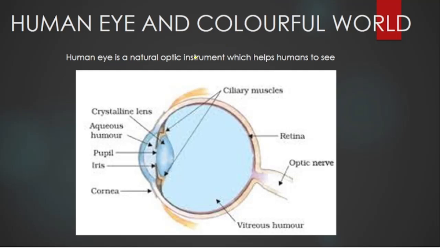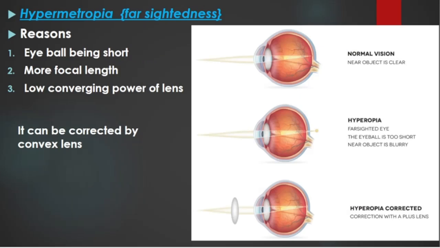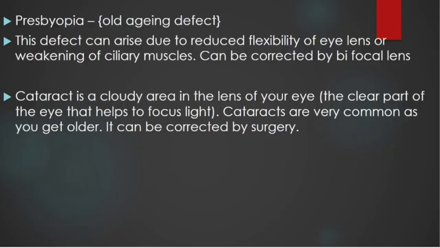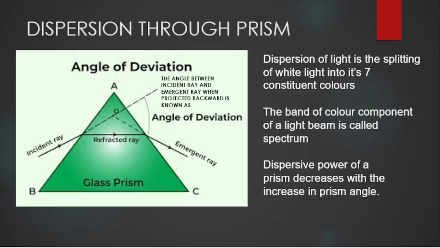In the previous videos, we learnt about the human eye and the colorful world, in which we particularly talked about myopia, hypermetropia, presbyopia and cataract. And in this video, we are going to start with another very interesting and very important star mark topic from this chapter, that is dispersion through prism. This is something you have not really learned in your previous classes very deeply. So in this video I am going to start this topic in extreme detail.